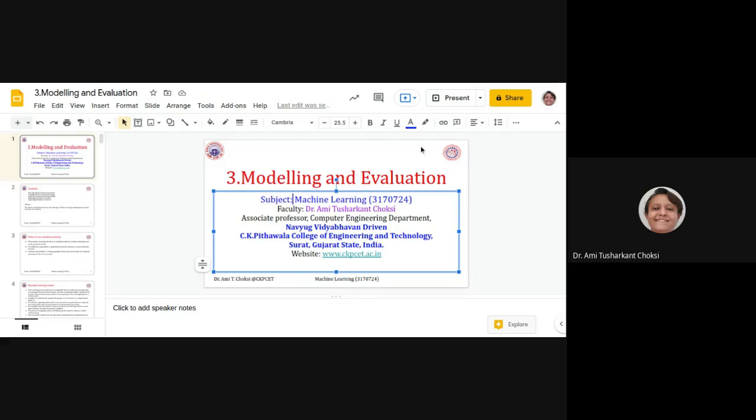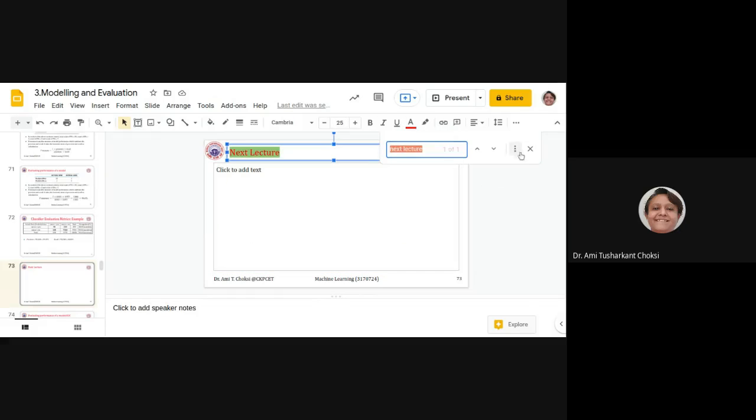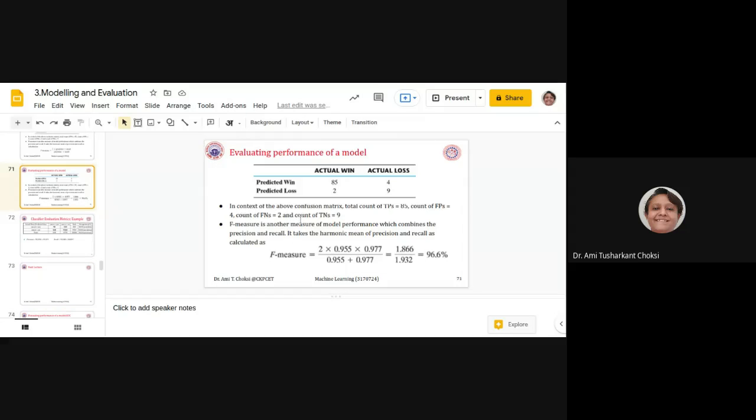What we have studied in the last lecture was the performance evaluation of a particular model. For that, we have seen accuracy, then sensitivity, specificity, then F measure. This is what we have seen.